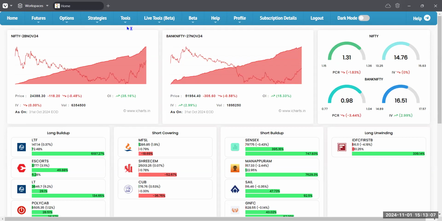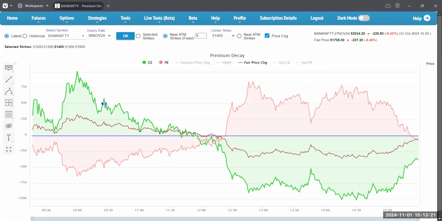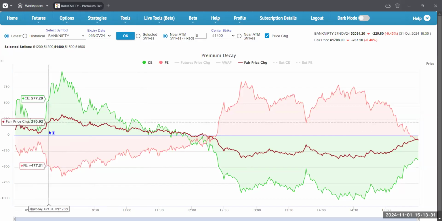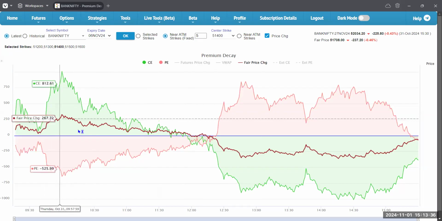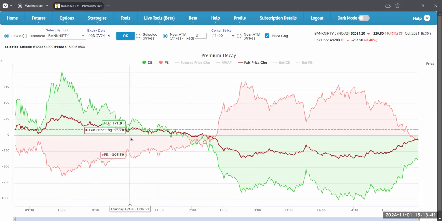But to begin with, for those who are new, those who have started using iCharts, what I would suggest is to focus on premium decay. This is one tool which is very important. It gives you a very good idea of the direction of the market. You can observe it for a few days, and then you'll be able to form rules based on what is happening over here.